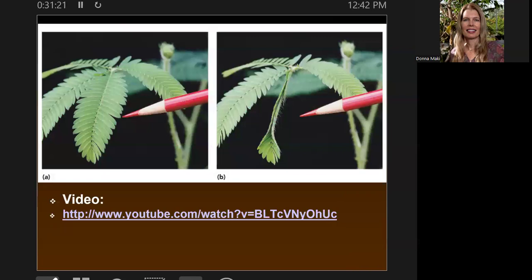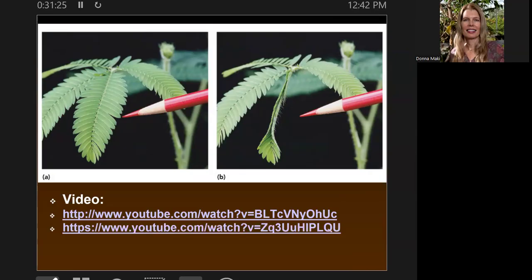Why would you do this if you're mimosa? I mean, don't really think about a pencil, but why would you choose to do this? So you don't get eaten. Yeah, so if that pencil was a fly or a grasshopper or a moth or something, you wouldn't.